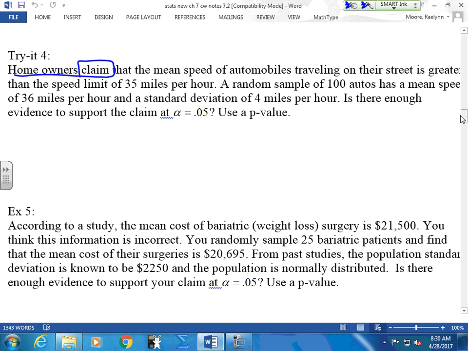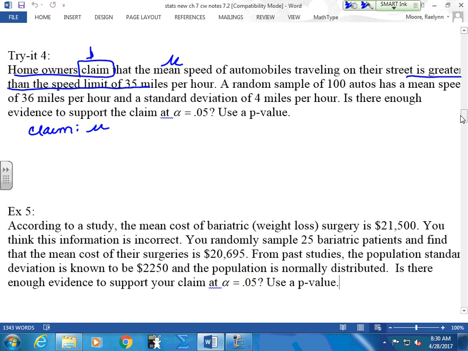Homeowners claim that the mean speed, the mean uses which parameter? U. That the mean speed of automobiles traveling on their street is greater than, here's my math statement, is greater than the speed limit of 35 miles per hour. So I need to write my claim in terms of mu.